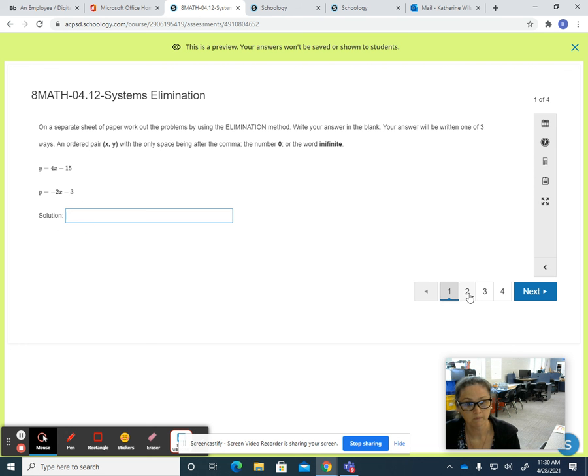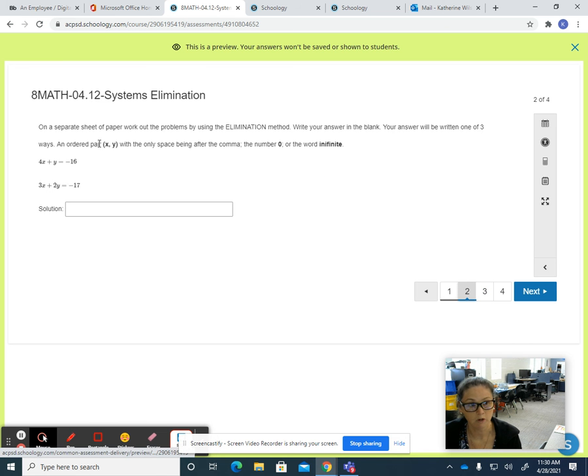There are 4 of them. They all have the same directions. They all have 2 equations. Some are harder looking than others because some of the equations are already written in y equals format, slope-intercept form. Some already have a variable by itself, which makes it a little easier, and some you actually have to multiply a different coefficient to everything in order to make the coefficients equal. And if you don't know what that means, you need to watch the video on the notes.